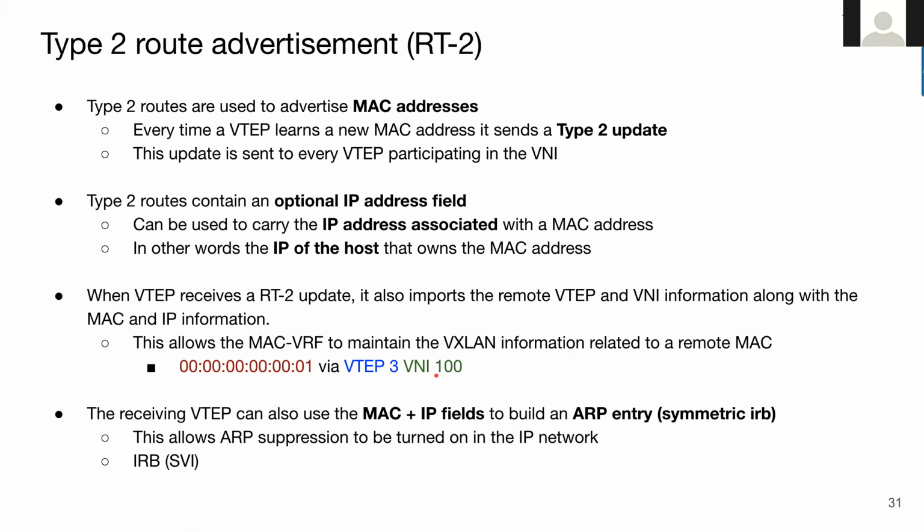Does the VTEP immediately advertise these routes when it learns a new MAC address? Does it happen instantly, or are there some timers? Happens instantly. Okay, so if you have thousands of MAC addresses, there are literally thousands of updates going on every second, right?